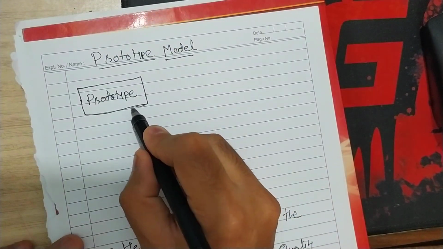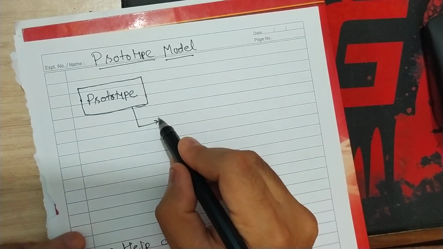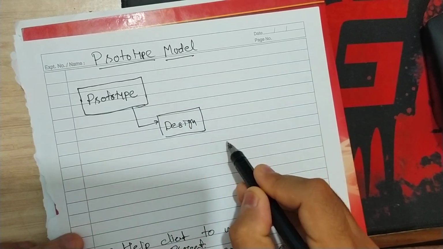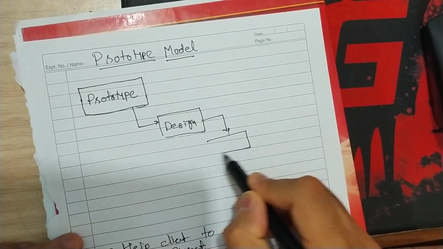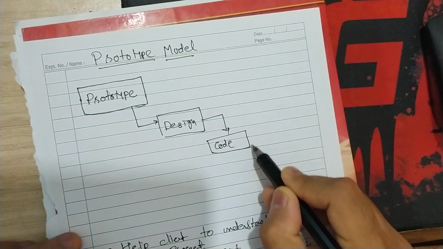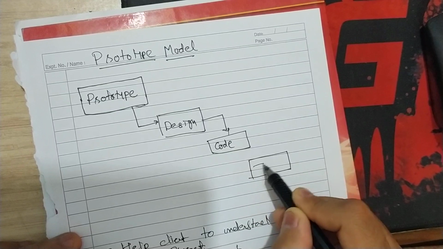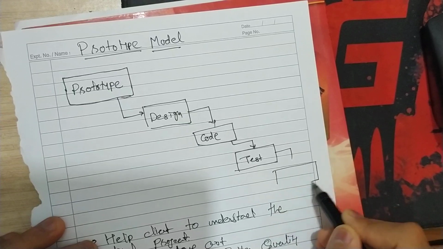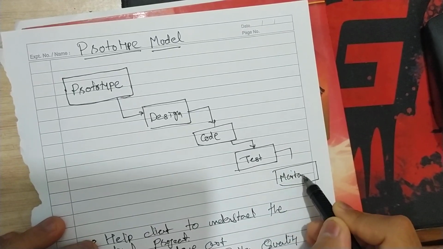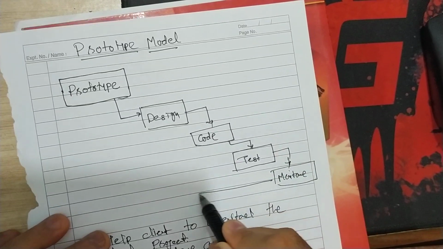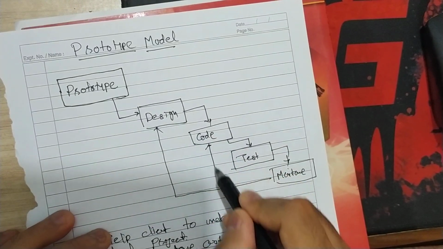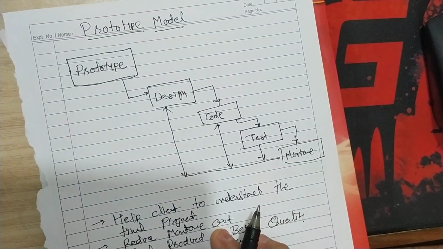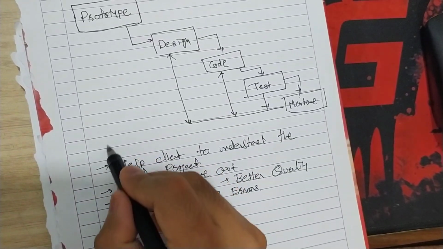After the prototype is developed, we follow the same procedure, something like the waterfall model. Like first we will design, then code, test, and maintenance. Also a loop back is added, so we can go back and change something if there is a requirement for changes. So this will be the advantage of the prototype.